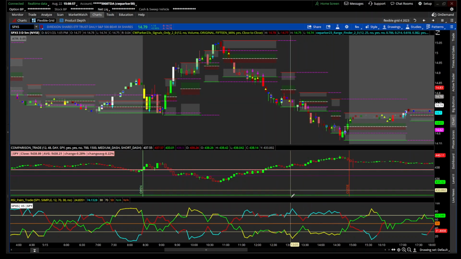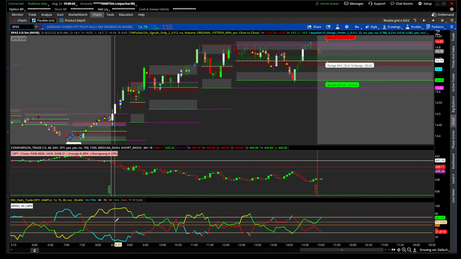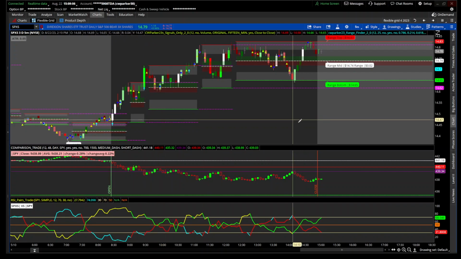But that's what the pair trade is. Or you can just use the RSI to gauge relative strength of other indicators. But this is going to be the end of the video.